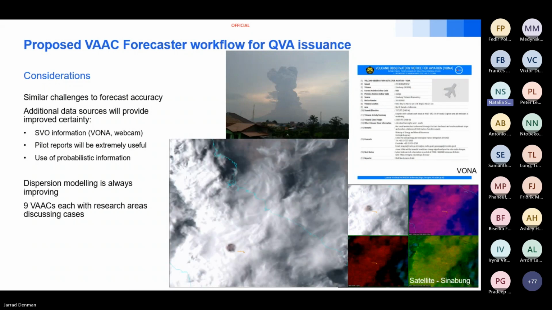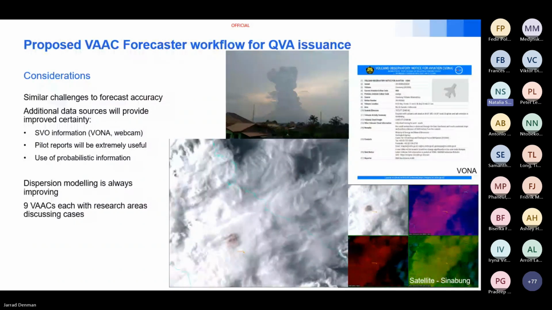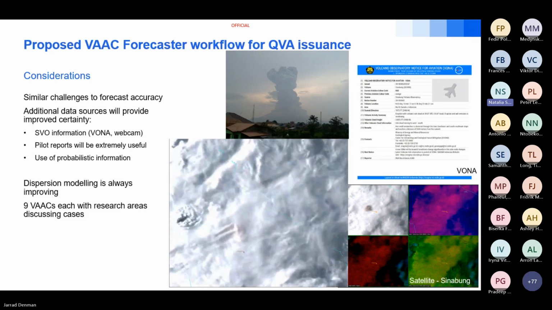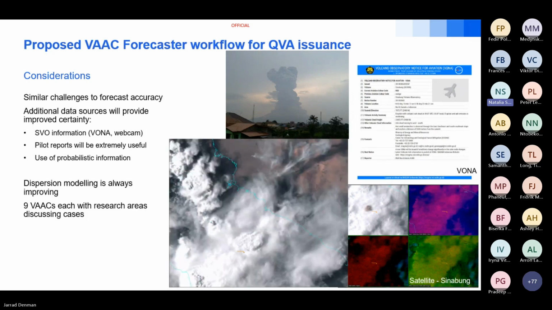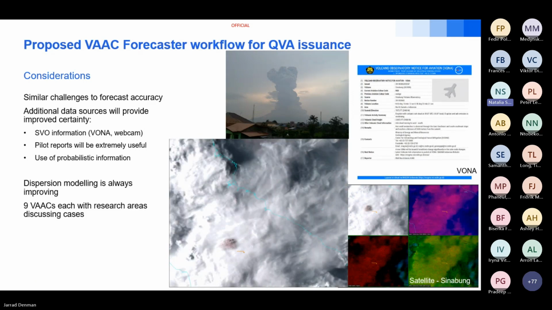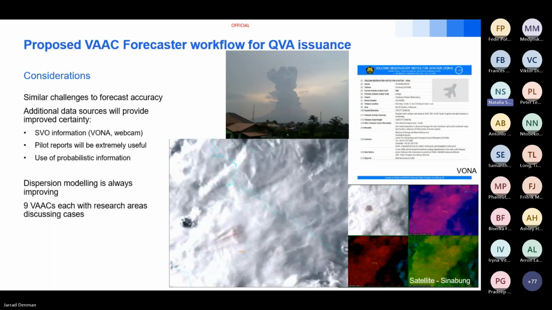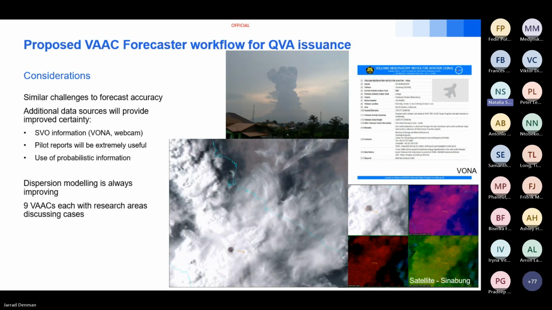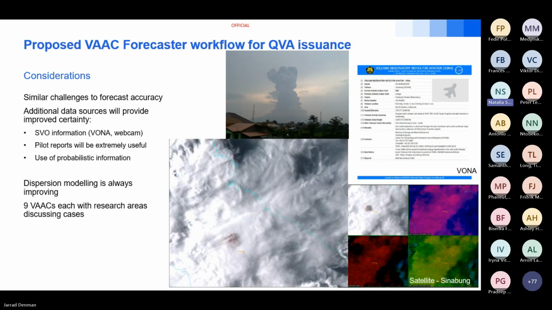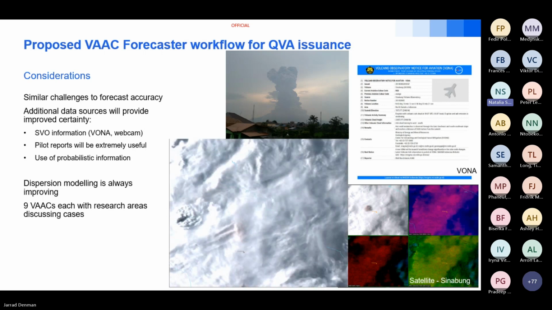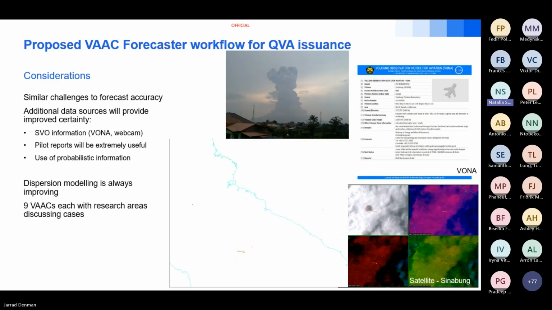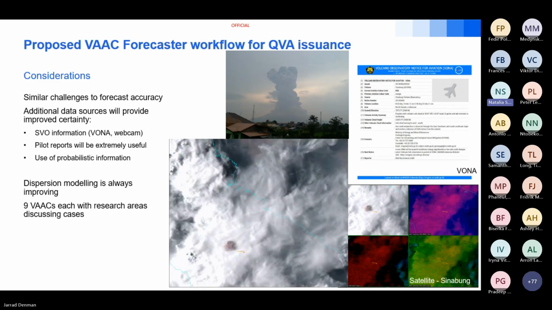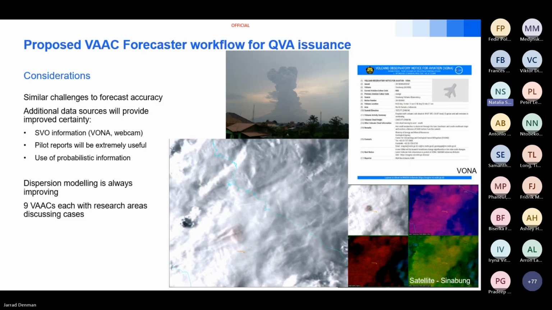But dispersion models are always improving. And with the 9 VACs, each VAC has a research area discussing case studies. And we are now actually starting to engage a lot more on that level where we compare case studies and work together, publish research, but also share it. So there's a lot more work going on in this space, and a lot more improvements being made to dispersion modeling.